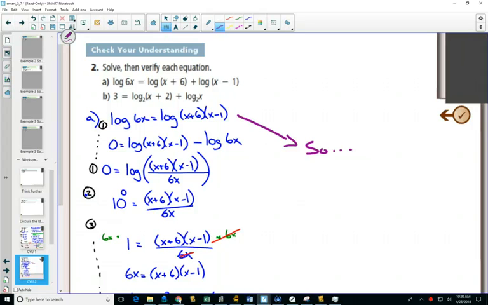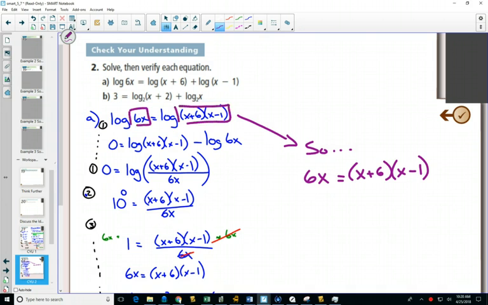Are you okay if I look at that and say, so if log of 6x equals log of x plus 6 times x minus 1, are you okay with saying it must be that 6x equals x plus 6 times x minus 1? You see what I did? If log of something equals log of something, these somethings would have to be the same. Otherwise, if they were different, it wouldn't be true. How much does that save us? That's how many steps we just saved.